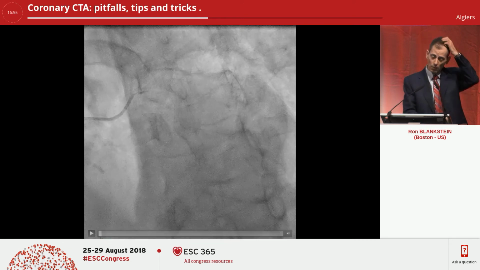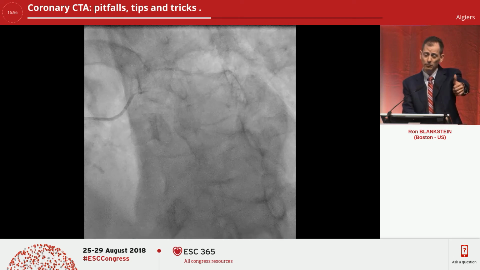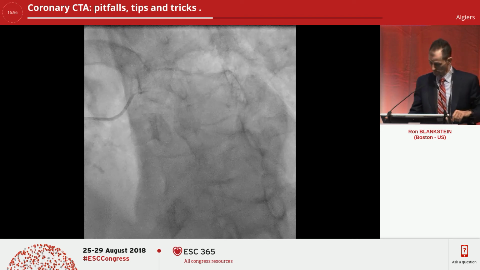And one learning point on these dissections that are iatrogenic: they usually travel farther down into the artery. That's the thing we were looking for on CTA. They very rarely propagate back into the aorta. That's always a concern, but if anything, these go downstream into the vessel, not up into the aorta.